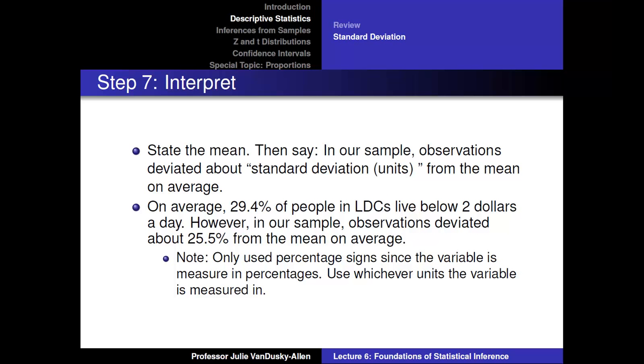Now we can interpret the mean and standard deviation. To interpret, you should start by stating the mean of the variable. Then you would say, in our sample, observations deviated about [standard deviation] units from the mean on average. So applying this to our example, we would say, on average, 29.4% of people in less developed countries live below $2 a day. However, in our sample, observations varied about 25.5% from the mean on average. Note that I only use these percentage signs because the variable is measured in percentages. Use whichever units the variable is measured in.